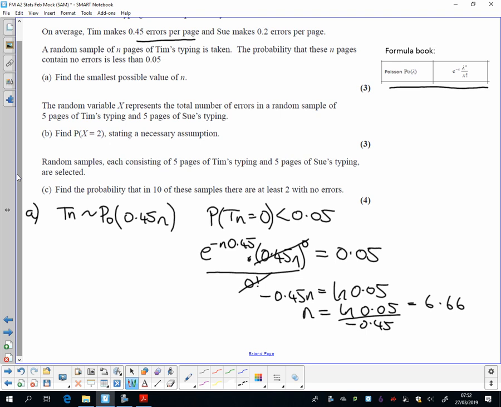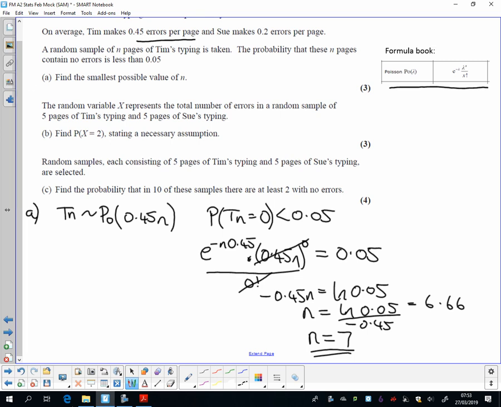If you're not sure, just try it in your calculator. Just go into Poisson mode, put lambda as 0.45 times 6 or times 7 into your calculator and try it out. But n equals 7 is going to be the smallest possible value of n, because the more pages we get, the less likely it is there's going to be no errors.